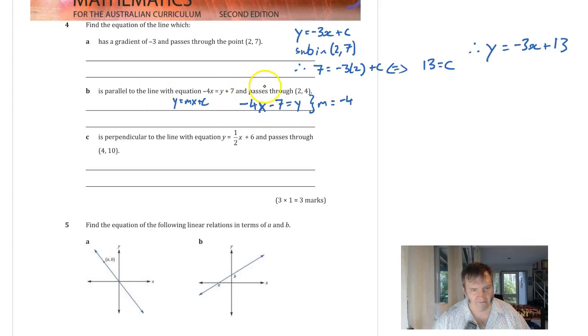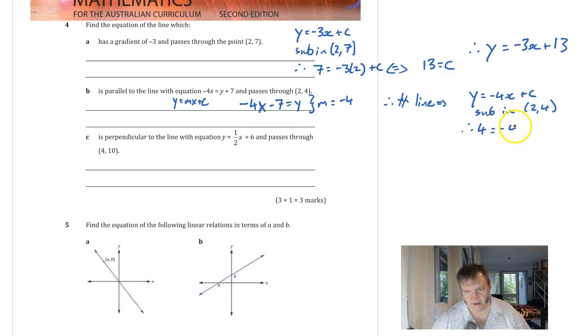So if I want one parallel, I'm passing through 2, 4. So the parallel line is going to be in the form y equals negative 4x plus c. We sub in the known point, which is 2, 4. Y is 4, and that's going to equal negative 4 by the x, which is 2, plus c, so that's 4 equals negative 8, plus c. Add 8 to each side, 12 equals c. So my equation is y equals negative 4x plus 12.